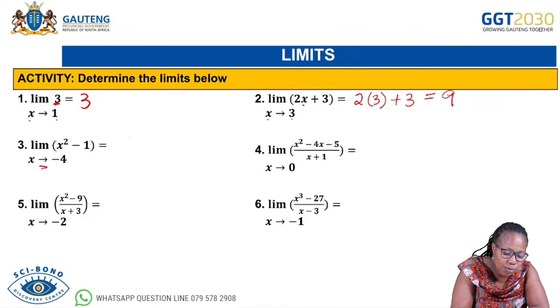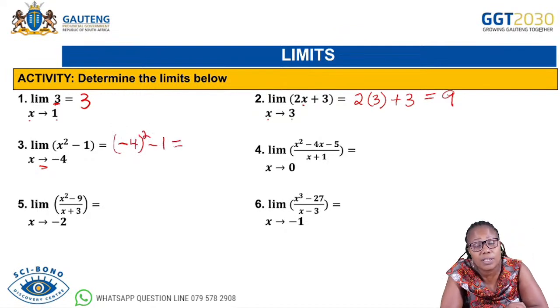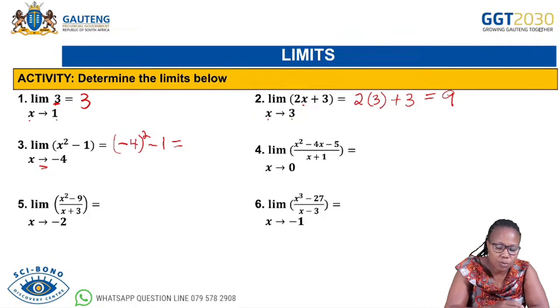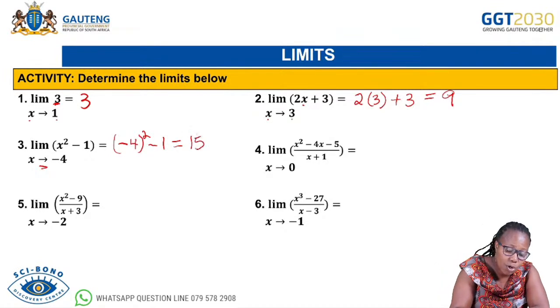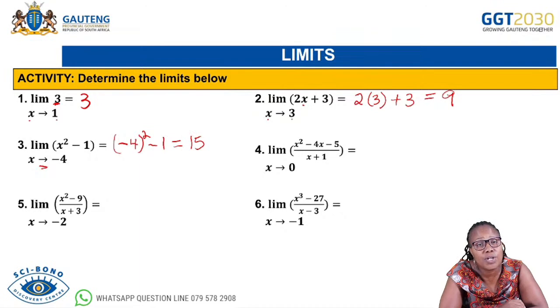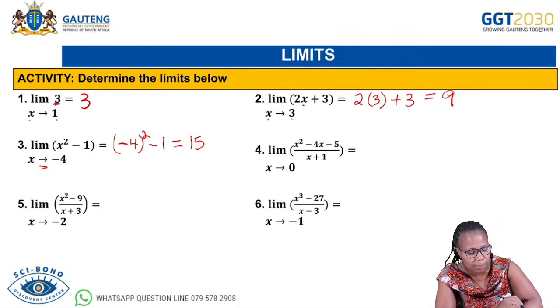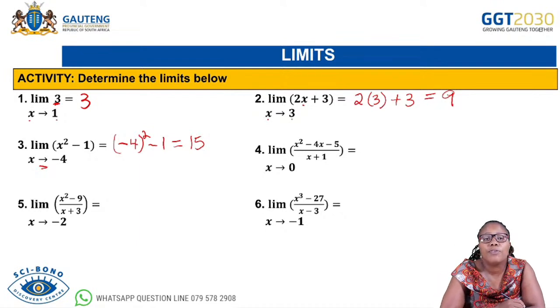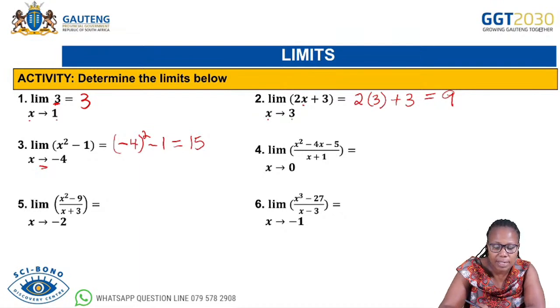In this case, our x is approaching minus 4. So we will just go straight into our expression and say minus 4 for x squared minus 1. Minus 4 squared is how much, grade 12? 16, minus 1, which is giving us 15. Notation, very important. No limit when you substitute your x value, no limit. All right. Moving on to number 4. I hope you are busy marking yourself and correcting where necessary.